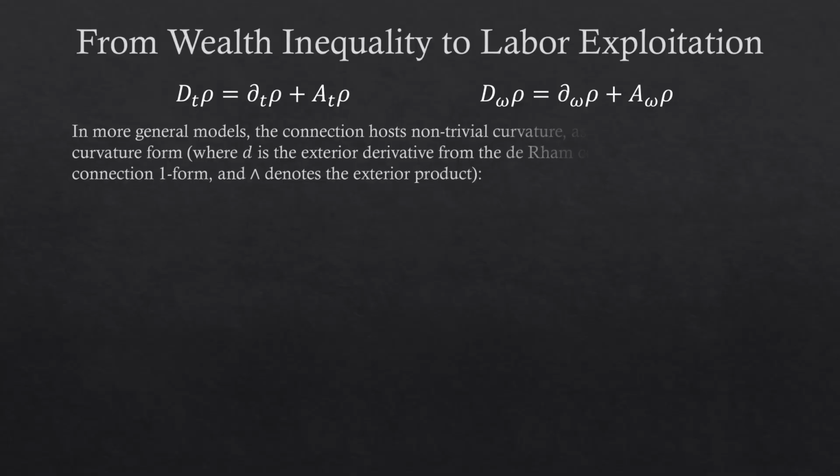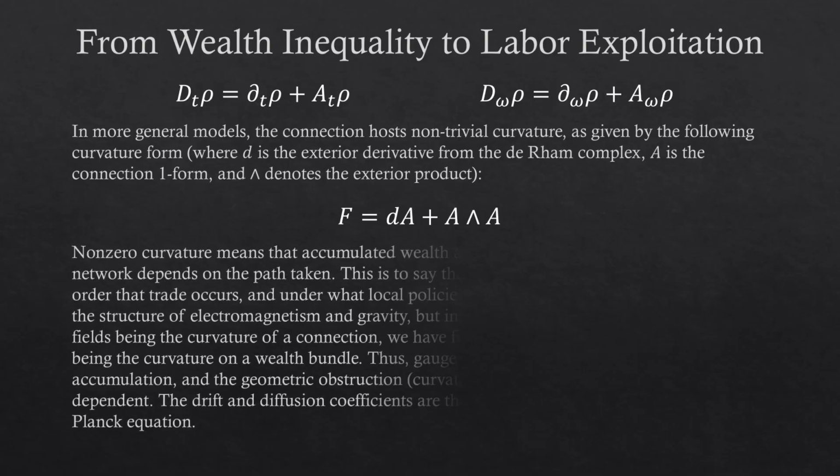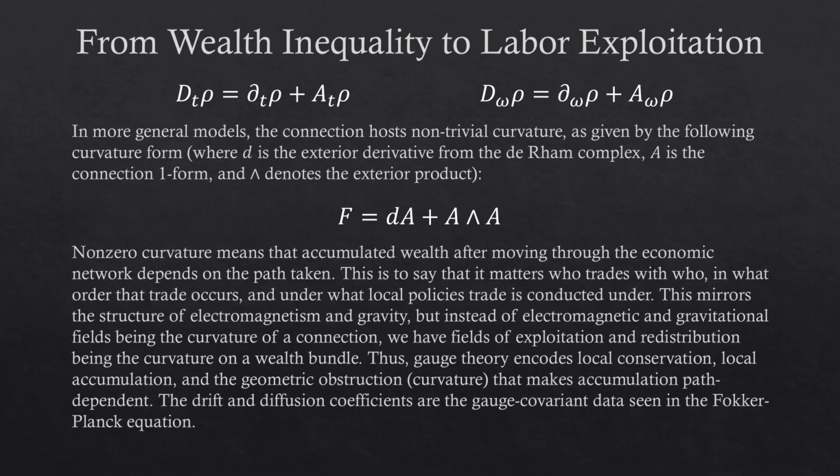In more general models, the connection hosts non-trivial curvature, given by the following curvature form, where d is the exterior derivative from the de Rham complex, A is the connection 1-form, and the wedge denotes the exterior product. Non-zero curvature means that accumulated wealth after moving through the economic network depends on the path taken. This is to say that it matters who trades with whom, in what order that trade occurs, and under what local policies trade is conducted.